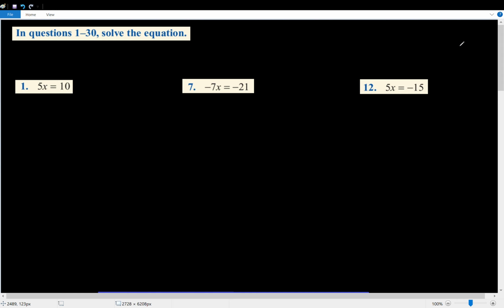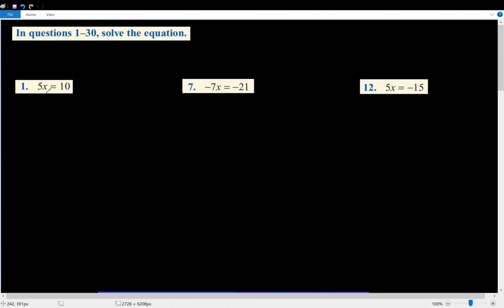Now, let's take a look at the first question. We'll go through this bit by bit. So we've got 5x is equal to 10. So what we're going to do is try and get x on its own. So we have to move this 5 to the other side of the equals. And when we do that, we've got to change it from what it was on the left to the opposite of that on the right.